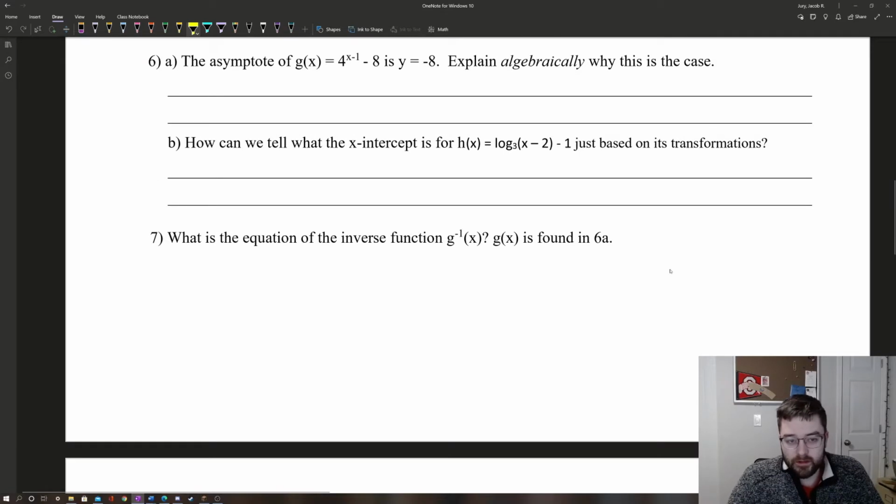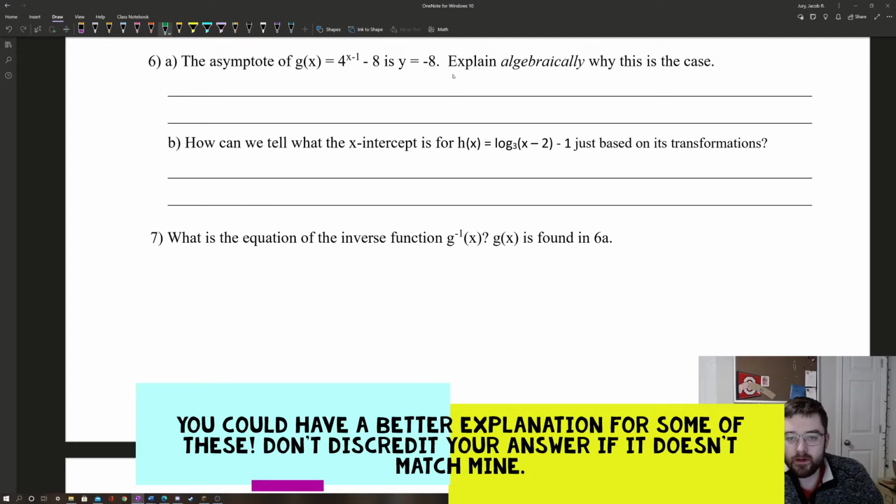And here's another reason that you shouldn't graph them, because 6 and 7 have some more analysis for you. And I'm pairing transformations and inverses together, because you're going to see transformations in inverses and vice versa. So when you look at 6a, explain how you know what's going on with y equals -8 as the horizontal asymptote on 6a.